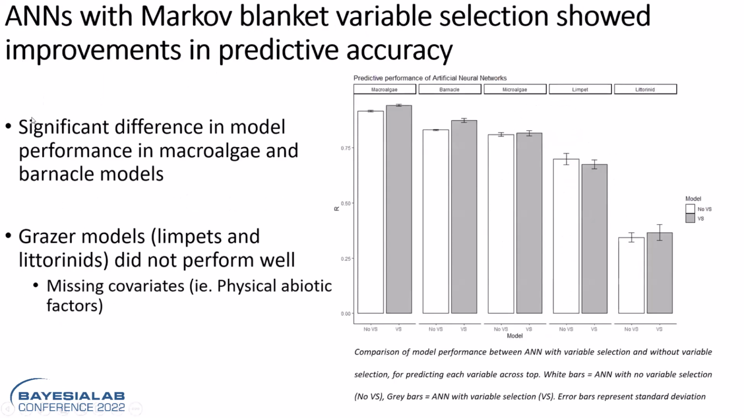When it comes to training artificial neural networks with the Markov blanket variable selection, there were improvements in predictive accuracy, particularly for the macroalgae and barnacle models. That also makes sense because macroalgae and barnacles, again, as they form alternative assemblages, it's reasonably simple to improve model accuracy by selecting accurate variables for these two. However, the grazer models, limpets and littorinids, did not perform as well, even with variable selection. And we think this is to do with missing covariates, because we only measured the count and percentage cover of these five species. But the distribution of limpets and littorinids isn't just limited by the presence of other species, but also by physical abiotic factors that we did not measure. So even if we were to select the variables based on the Markov blanket, you'd be overfitting essentially.